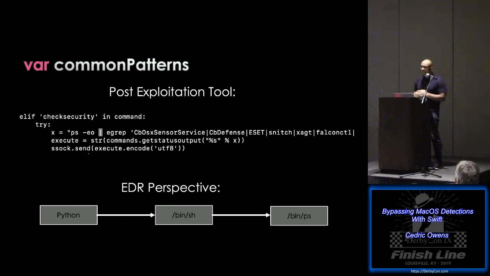And here's an example from my tool Max Shell. One of the operator commands I had was check security. When the operator enters check security, that command gets sent over to the client that you're controlling. What happens on the client side is it evaluates that command and converts it to a ps command, where it starts grepping for things like EDR products or antivirus, and then sends the results back, so the operator knows what AV or EDR products are running. From an EDR perspective, this fits nicely into what was shown on the previous slide, where you have Python spawning /bin/sh, which in this case spawns ps to run this command.